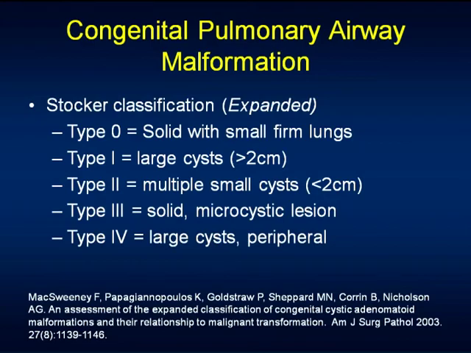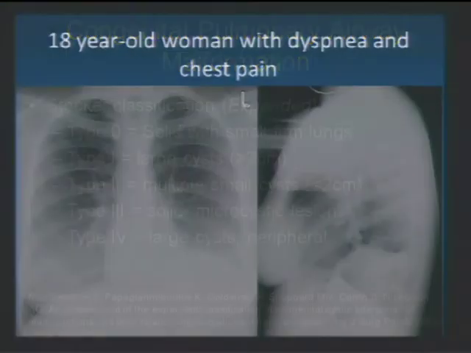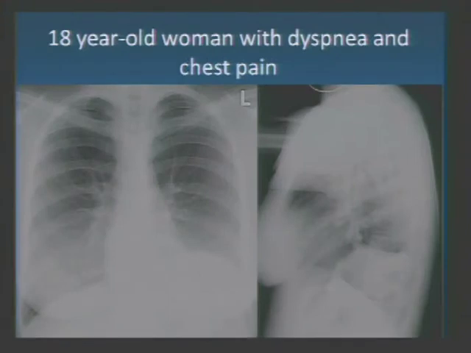Our next patient may be the most famous patient at the Society of Thoracic Radiology this year, if you've been participating in the unknown cases earlier today. This is an 18-year-old woman with shortness of breath and chest pain. I was actually in the emergency room when she came in as a resident.